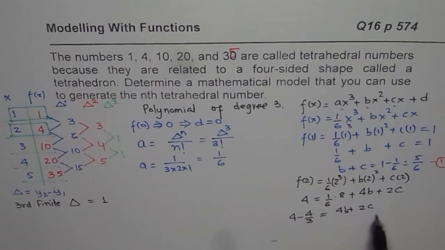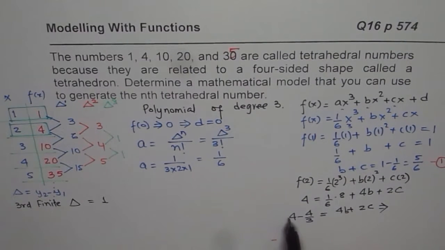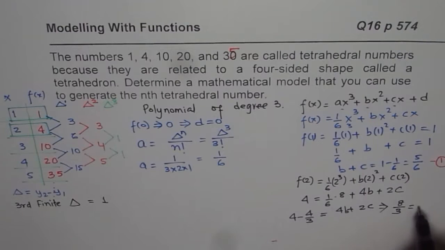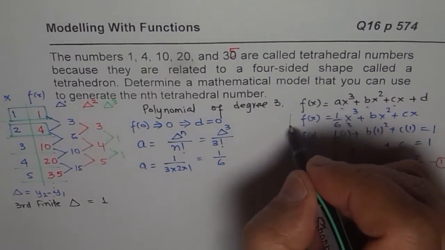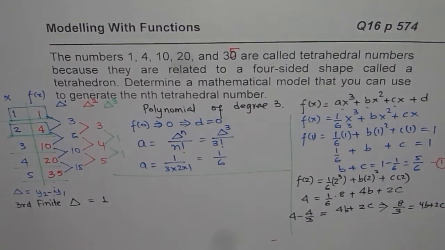So that is how we get our equation. 4 over 3, let me write down again, 12 minus 3 is 8, right? So we get 8 over 3 equals to 4b plus 2c, right? So I'm running out of space, but I have a lot of space on the left side. So let me use this place. Correct. So let's move from right to left.